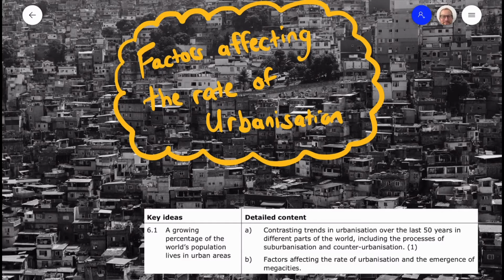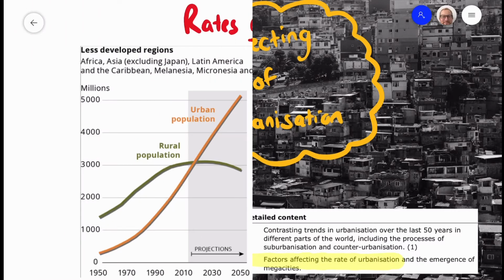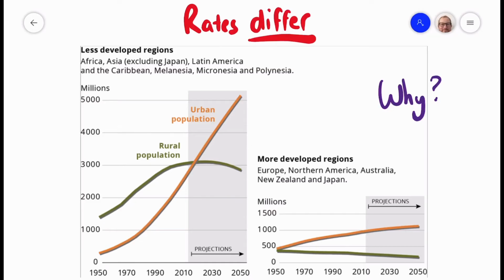Last lesson we started to look at the contrasts in urbanisation on a global level. Now we're going to look at the factors that actually affect those different rates of urbanisation. Anybody that's following it in the spec, this is 6.1b, so we're looking at this section here. Before we look at the factors, we just need to recap that there are different rates depending where we are in the world.